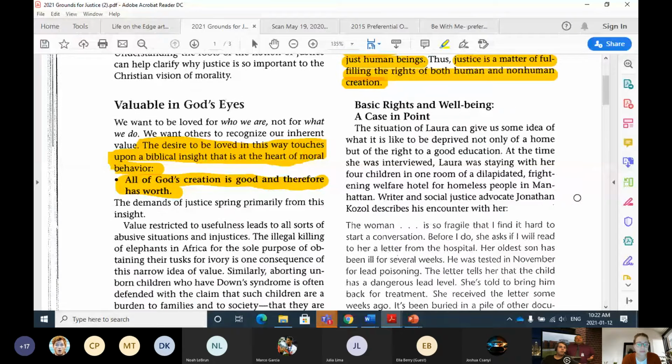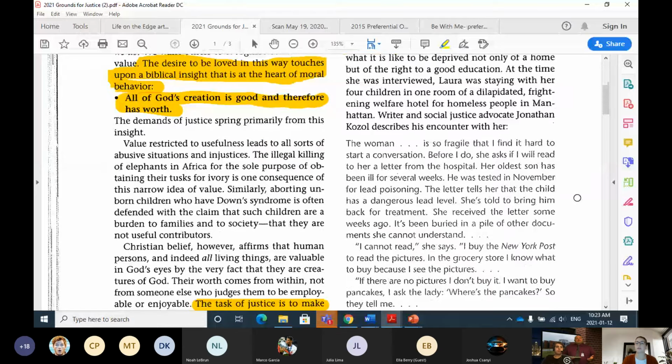Basic rights and well-being, a case in point. The situation of Laura can give us some idea of what it's like to be deprived of not only a home, but of the right to good education. At the time she was interviewed, Laura was staying with her 4 children in one room of a dilapidated, frightening welfare hotel for homeless people in Manhattan. Writer and social justice advocate Jonathan Kozol describes his encounter with her. So this is an actual interview with a woman. Try to empathize with her, put yourself in her shoes in this moment and feel what she might have been feeling.